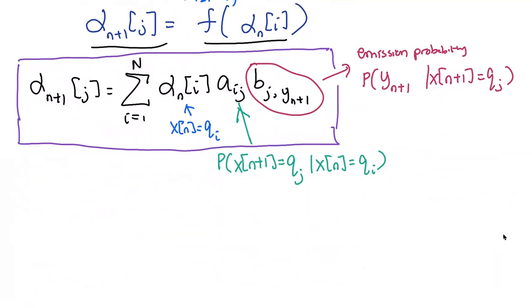So now, if I'm still interested in my likelihood, I'm still interested in the probability of y1, y2.